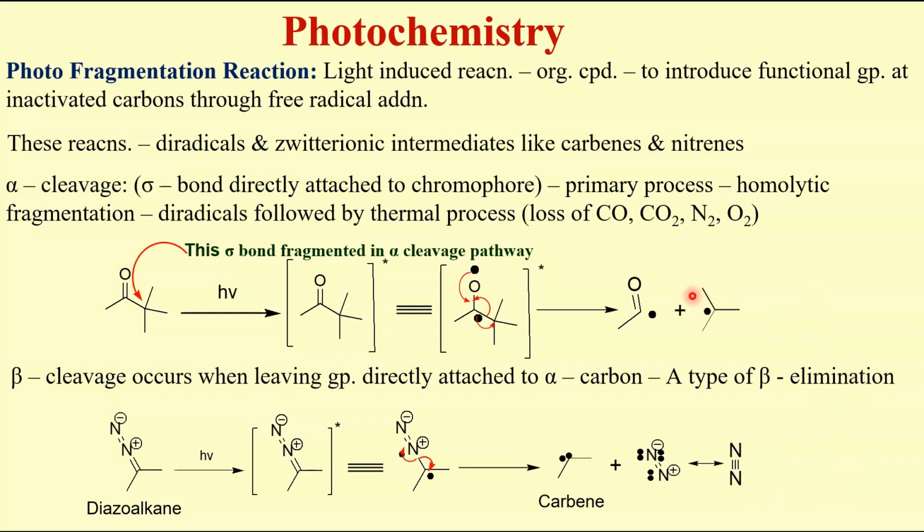As I showed, it is a thermal process where nitrogen or oxygen or carbon dioxide or carbon monoxide gets eliminated, and the carbon which is formed reacts with another organic compound to give a functional group to those carbons. This is all about the photofragmentation reaction. We have seen various varieties of photochemical reactions starting from photosubstitution, photooxidation, photoaddition, and photofragmentation.